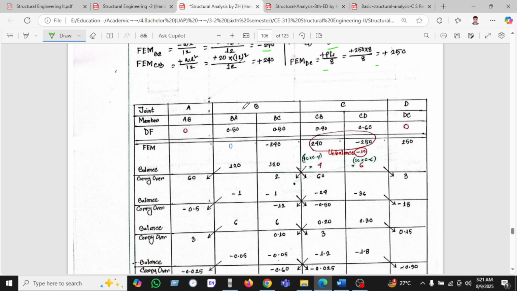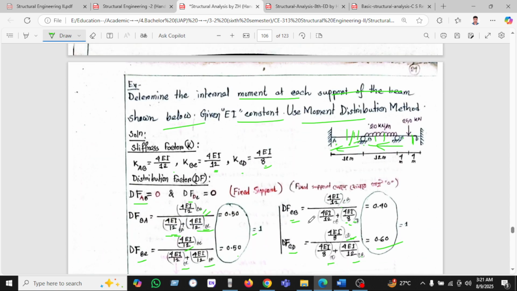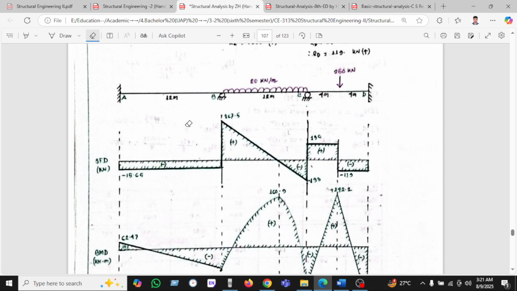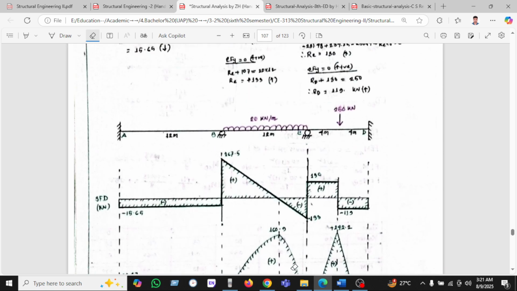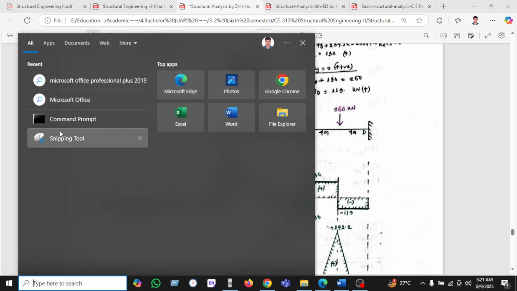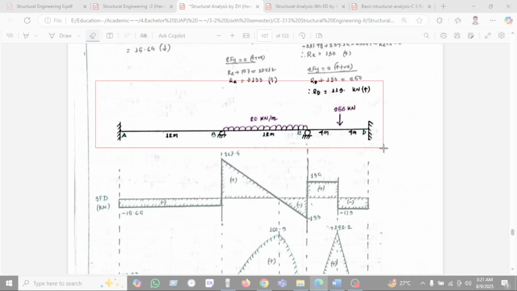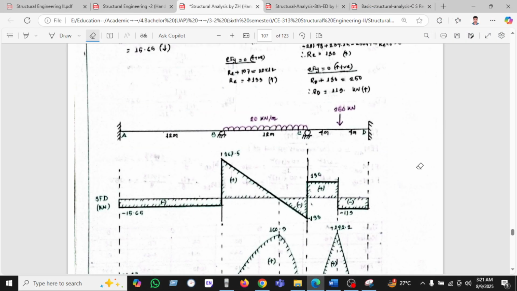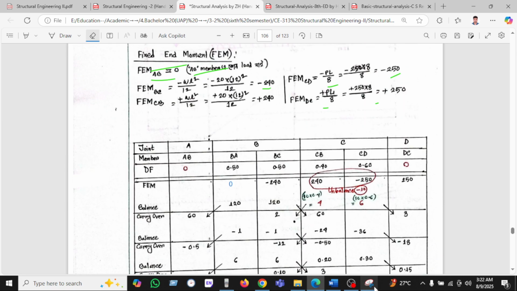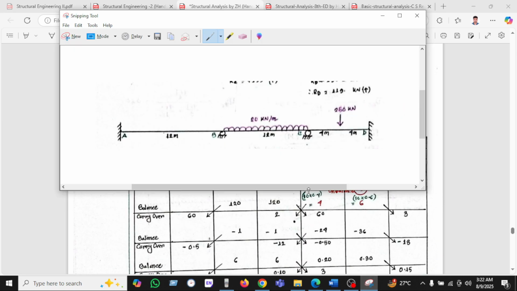Okay, let's see the joint here. If I take a snap of this picture, then it will be easy for us. These are also the same, so I'm just taking the, okay, sorry for that.